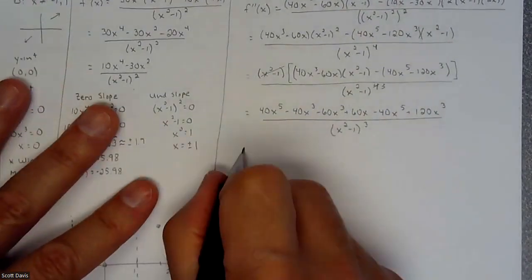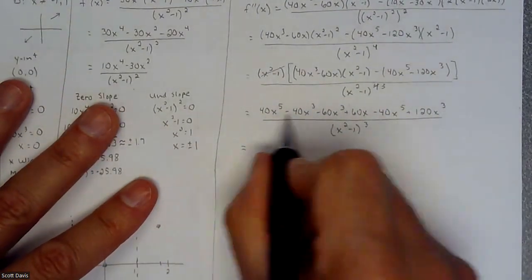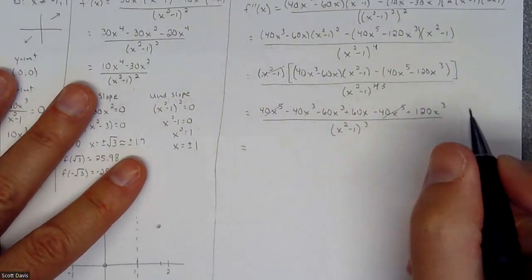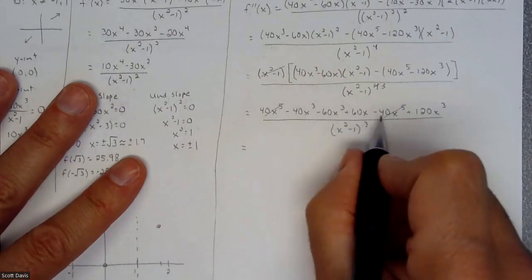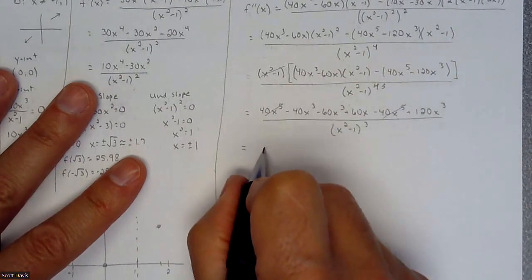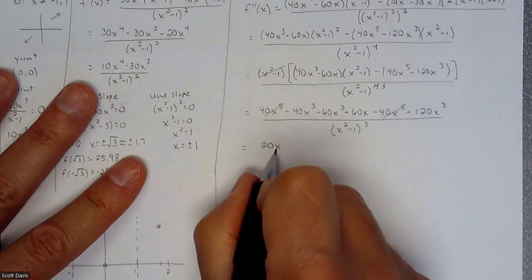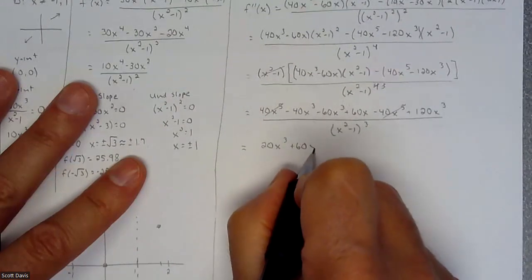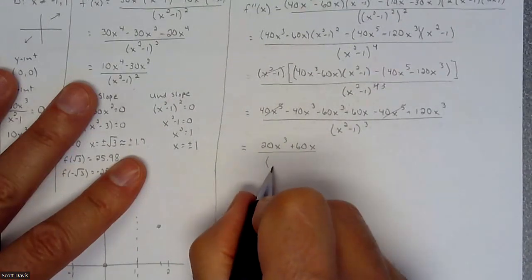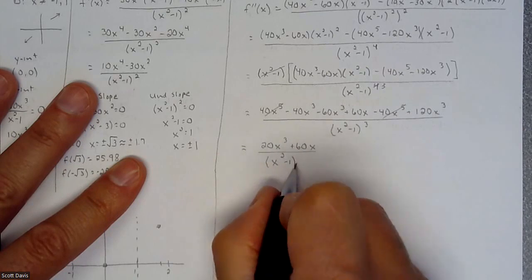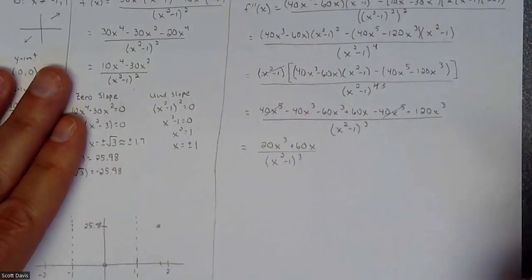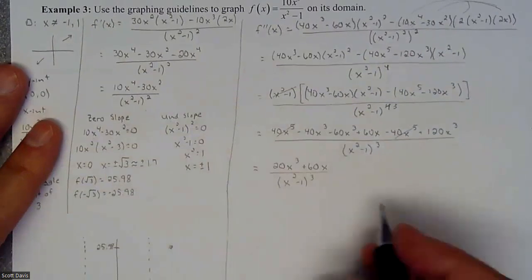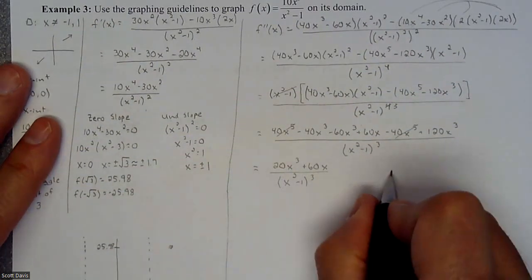All right, almost. So if I clean this up, this should be the last step of cleanup. I have 40x to the fifths canceling each other. We have a negative 100x to the third and a positive 120x to the third. So that is 20x to the third plus 60x all over x squared minus 1 cubed. All right. So we're going to do the same thing we did here. We had our derivative here, and we are setting the numerator equal to 0. So let me put that over here.